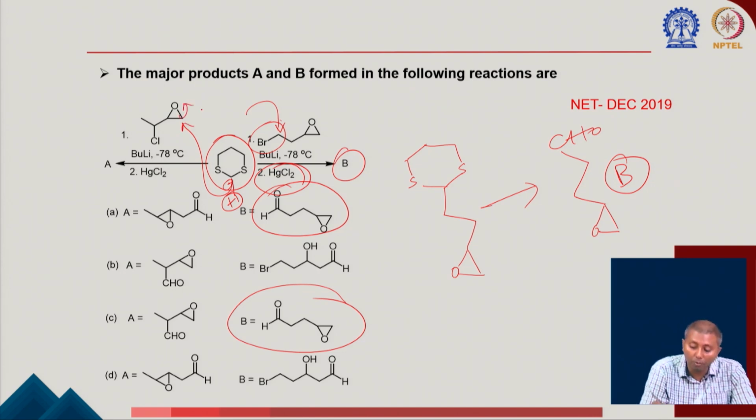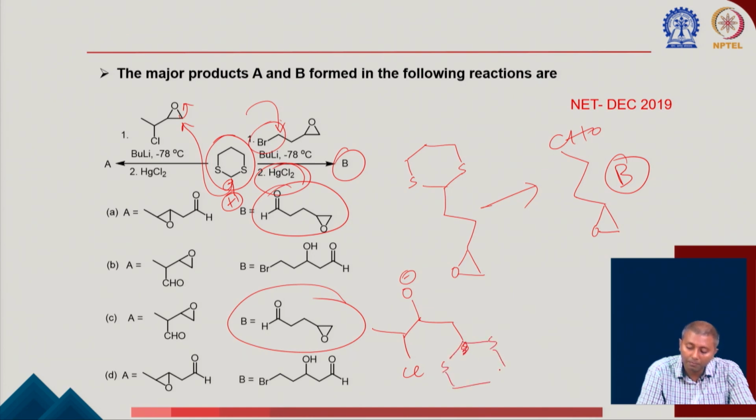So once this opening of the epoxide happens, what is going to happen? There is a chloride here, and you open up the epoxide, forming the O minus, and you have this corresponding. So now you can see clearly this O minus will be taking part in another SN2 to get rid of the chlorine here.